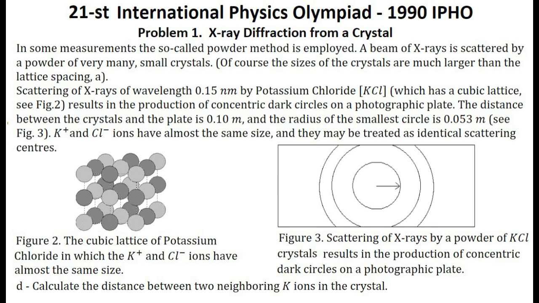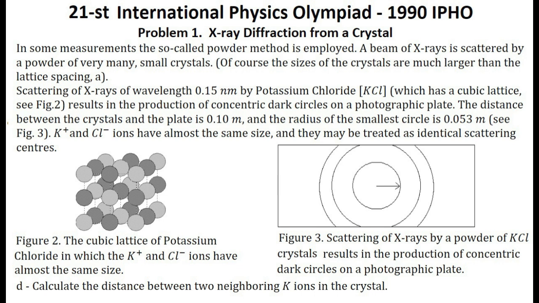Scattering of X-rays of wavelength 0.15 nanometers by potassium chloride, which has a cubic lattice, see Figure 2, results in the production of concentric dark circles on a photographic plate. The distance between the crystals and the plate is 0.10 meters, and the radius of the smallest circle is 0.053 meters, see Figure 3. K+ and Cl- ions have almost the same size, and they may be treated as identical scattering centers.